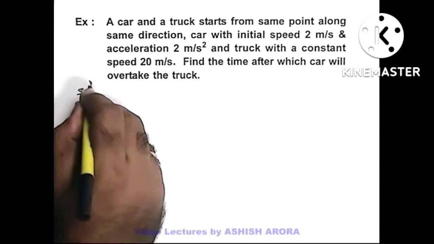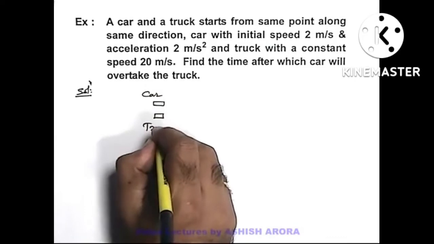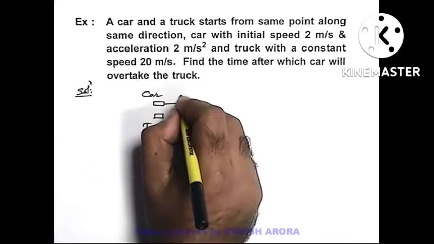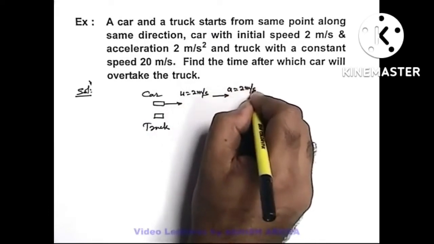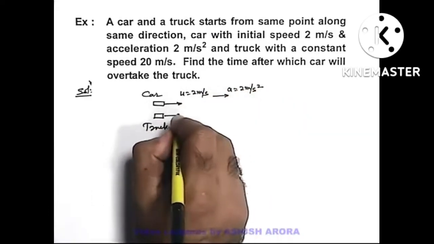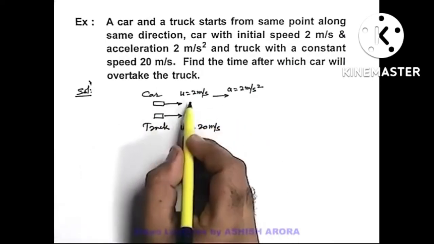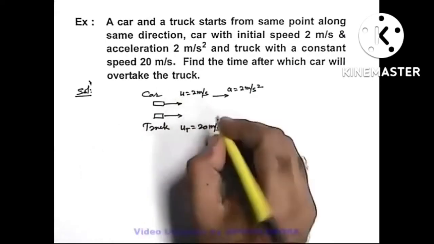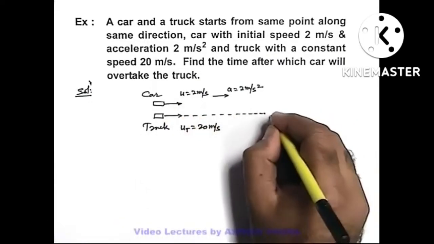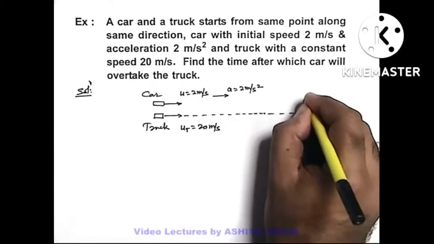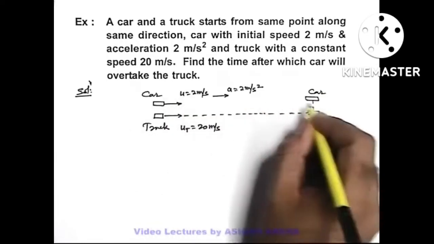Now in this situation, again we first draw the physical situation. If this is the car and this is the truck, we are given that the car starts at an initial speed of 2 meters per second and is accelerated with an acceleration of 2 meters per second square. The truck continuously moves with a constant speed u_t equal to 20 meters per second. Obviously, as initially the truck is moving faster than the car, it will be ahead of the car, but due to acceleration, the car will speed up, and at some point of time, the car will overtake the truck. So there will be a time when their displacements will again become equal.